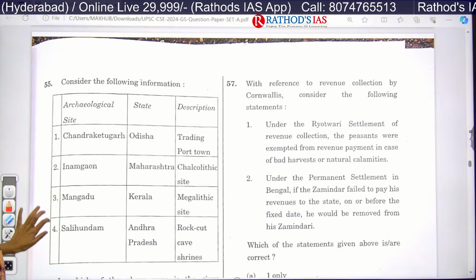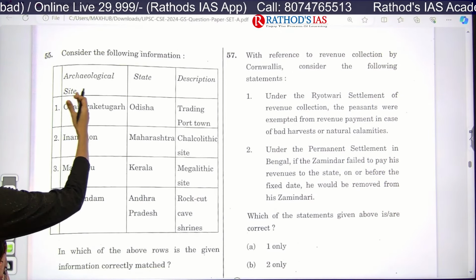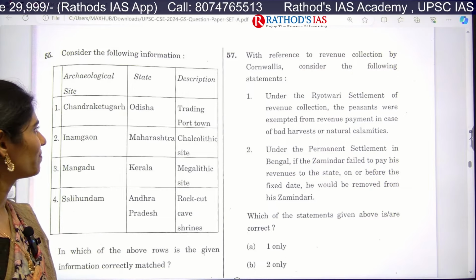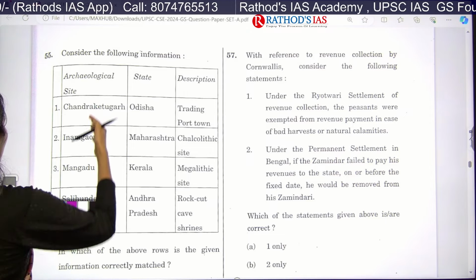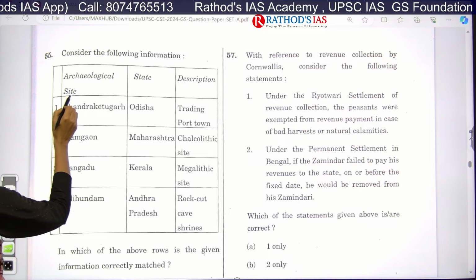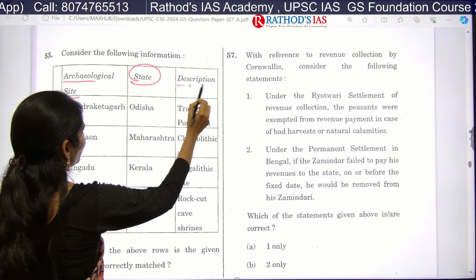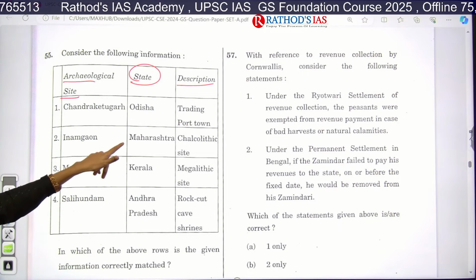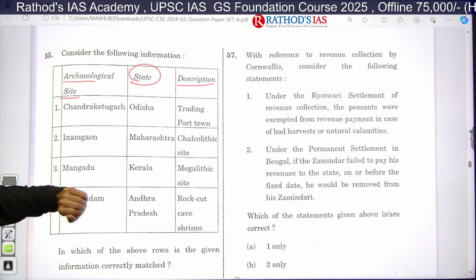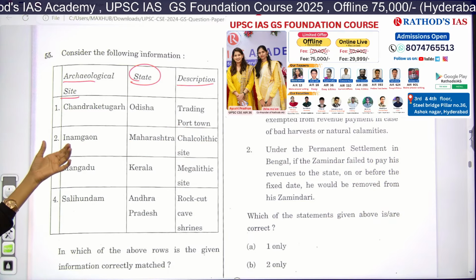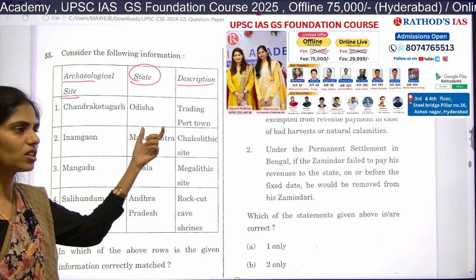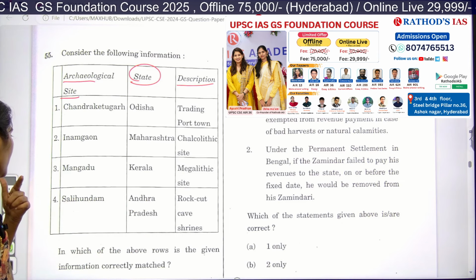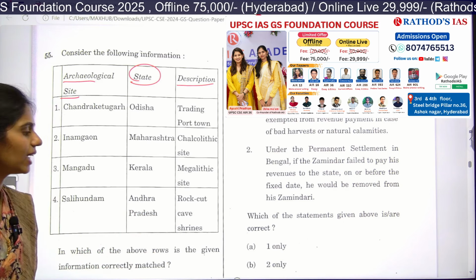And next one is 55th question. Consider the following information. They gave the table format, and this year table format questions are very high, okay. The first column is the archaeological site, next is the state where it is located, and what is the description of that site. First one is Chandraketugarh in Odisha, a trading port town. Next one is Inamgaon, many of you might have heard about this, it is in Maharashtra, a Chalcolithic site. And next one is Mangadu, Kerala, megalithic site, and Salihundam, Andhra Pradesh, rock cut cave shrines.